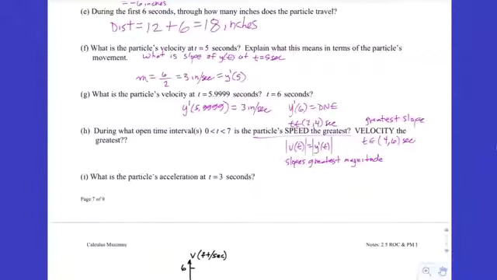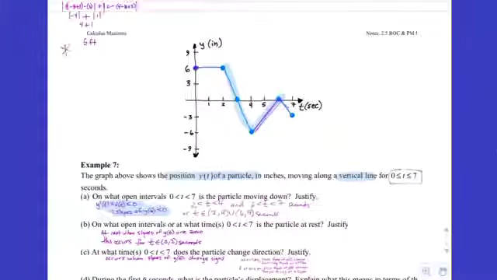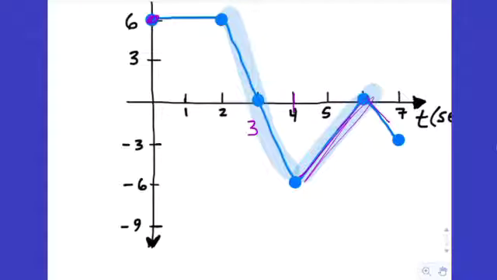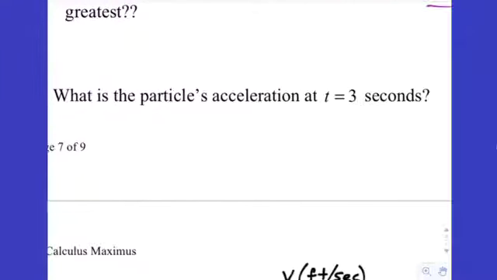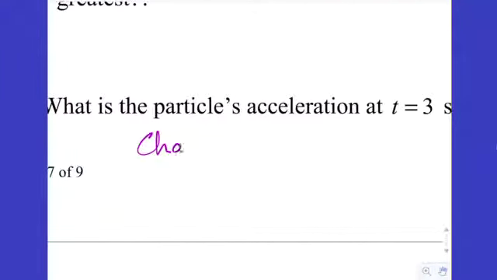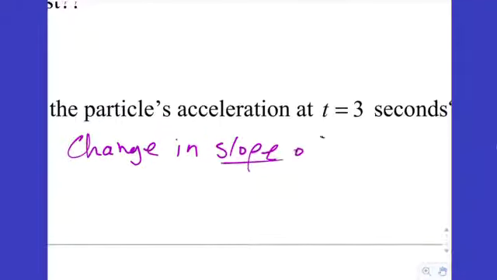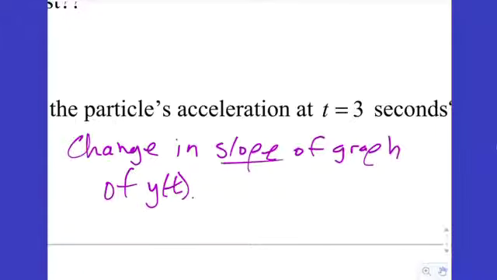And then the last part here, and we'll call it a day. What's the particle's acceleration at t equals 3? At t equals 3, that's right here. What are we looking for on that? The change in the slope of the graph of y of t. Excellent. There you go. We want to look for the change in the slope of the graph of y of t. That's relating essentially the second derivative to our graph.